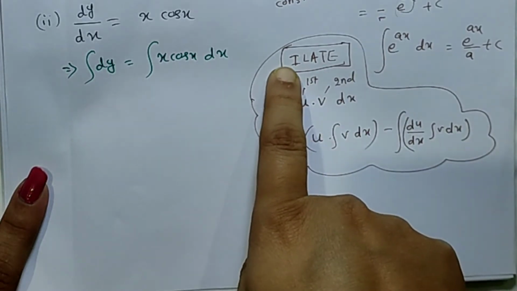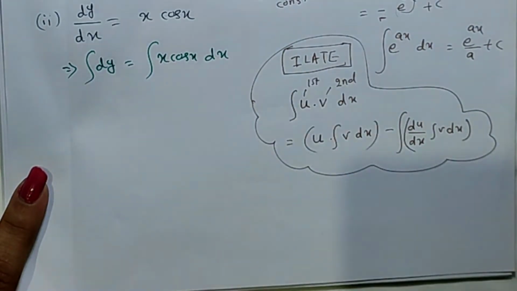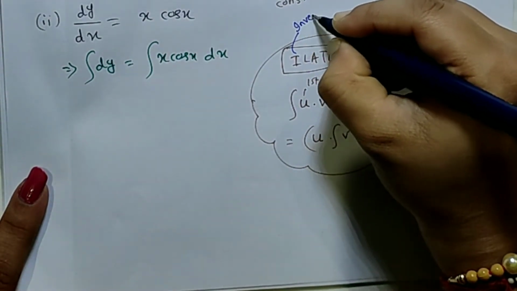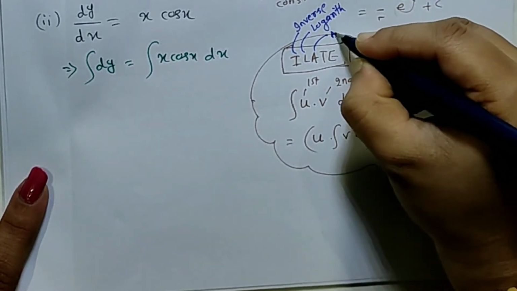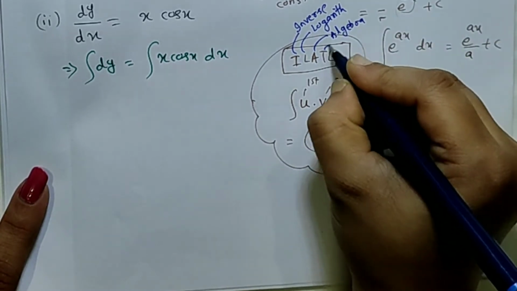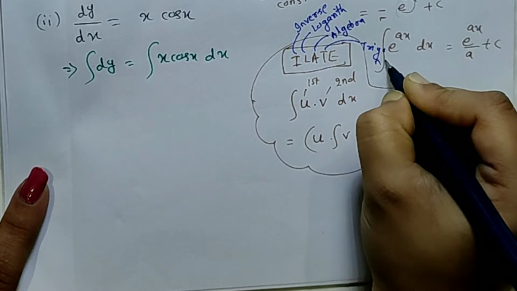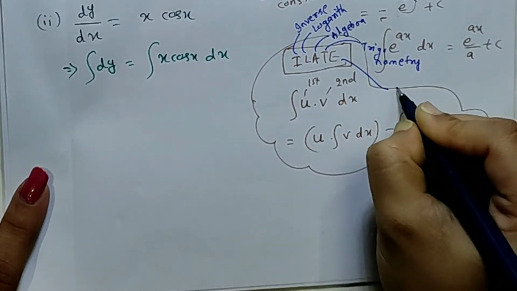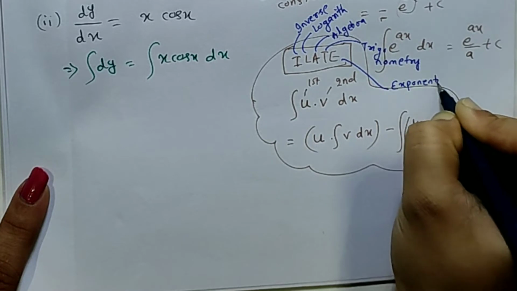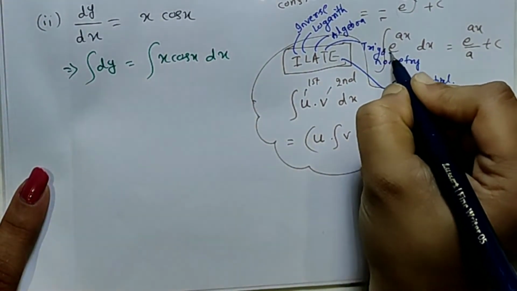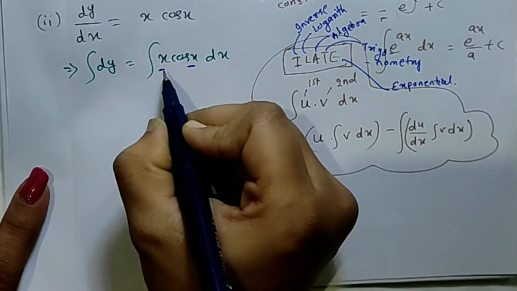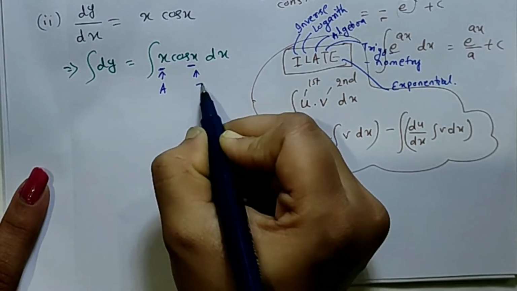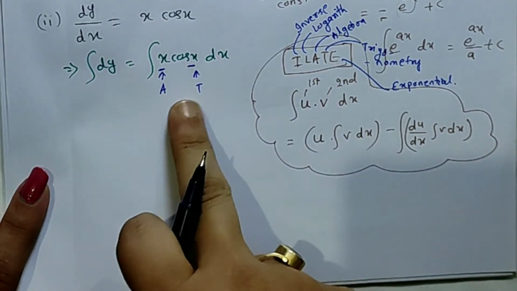ILATE rule. I means inverse, L means logarithm, A means algebra, T means trigonometry, and E means exponential. Okay, E means exponential. First we have to choose: this is x and this is cos x. That means this is algebraic and this is trigonometric. Which term will be the first function?